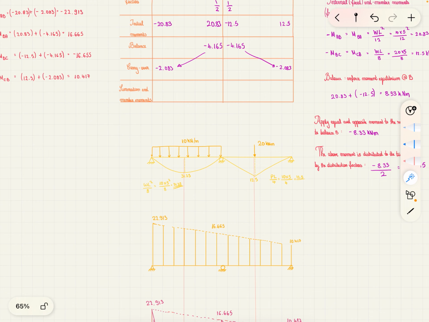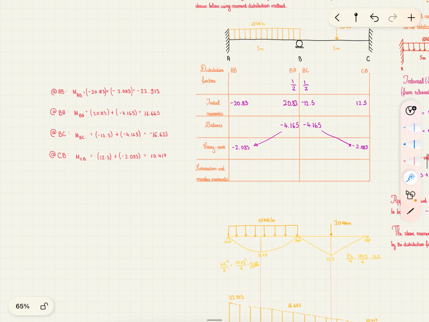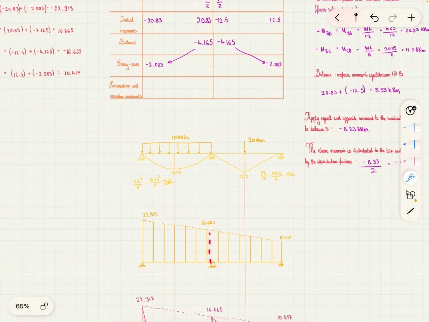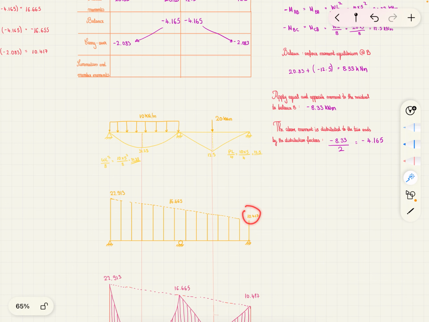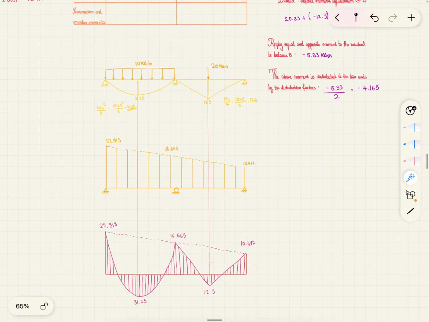You draw it on. At point B, we have end member moments MBA and MBC. We know they are equal and opposite. Here they are. So at this point, we know the value is 16.665. Now at point C, we have end member moment MCB. And we found this to be 10.417. Now, when we superpose them, what do we do?